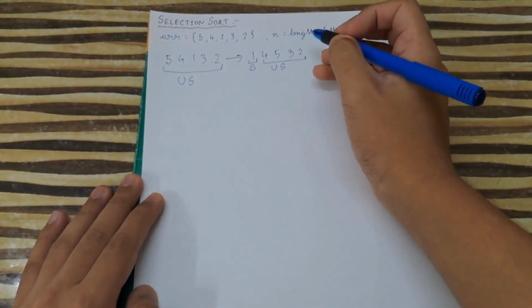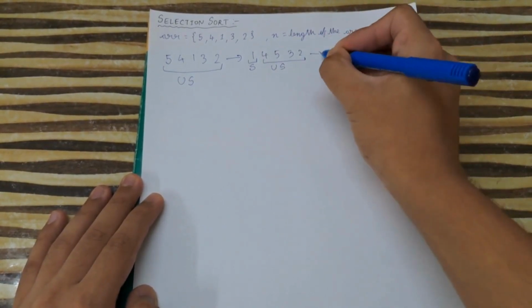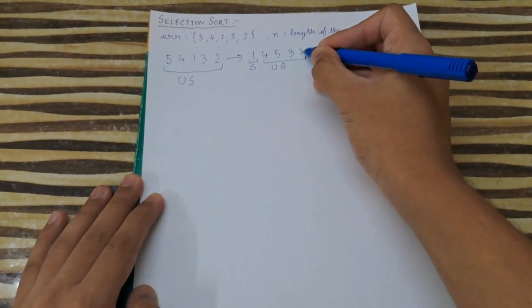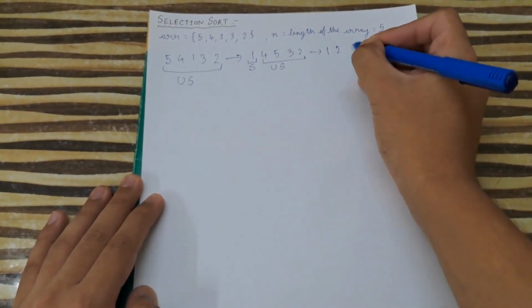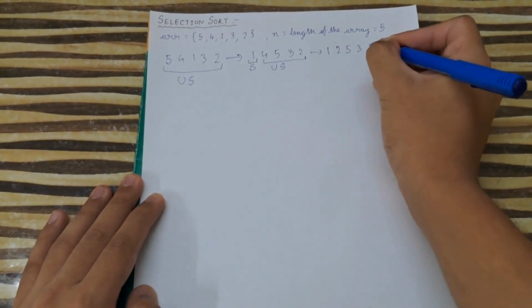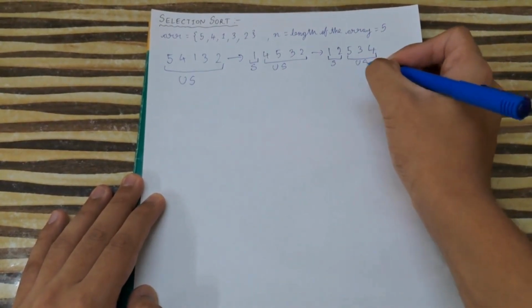Now the for loop will run over the complete unsorted part and find the minimum element, that is 2, and swap it with 4. So the new array will be 1, 2, 5, 3 and 4. Now this is the sorted part and this is the unsorted part.